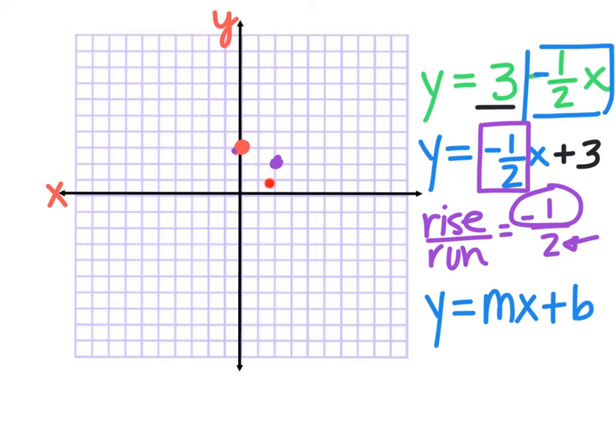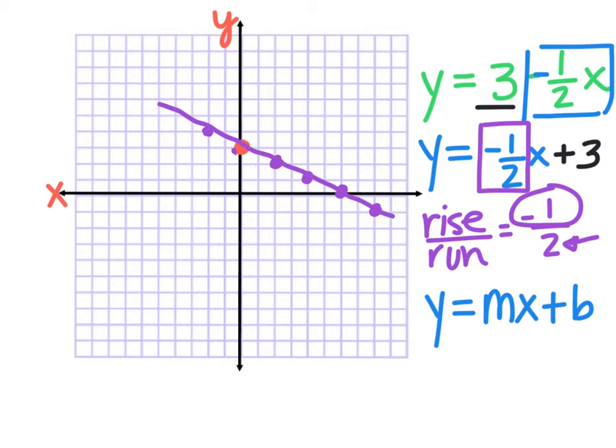I'm going to go down 1 and over 2, put my next point. I'll do that again, down 1, over 2. You can keep going. I'm also going to go backwards, and if I want to get the points up here, I'll go up 1, backwards 2, and I'll put my point. All right, so now I'm going to graph it.